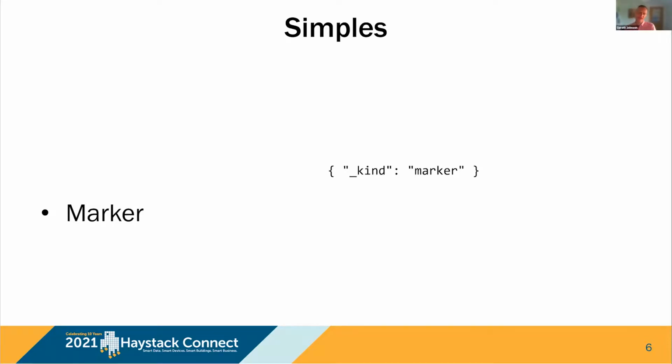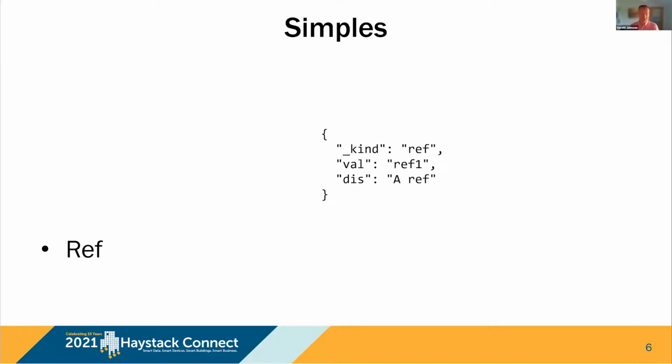We can continue this convention elsewhere. So we have marker tags. Quite simply, it's an object with its kind as marker. And then we have a ref with an optional display name. Again, I'm not going to go through every single data type in Haystack, but you get the idea. It follows those simple rules, with everything in its simplest form to work with.